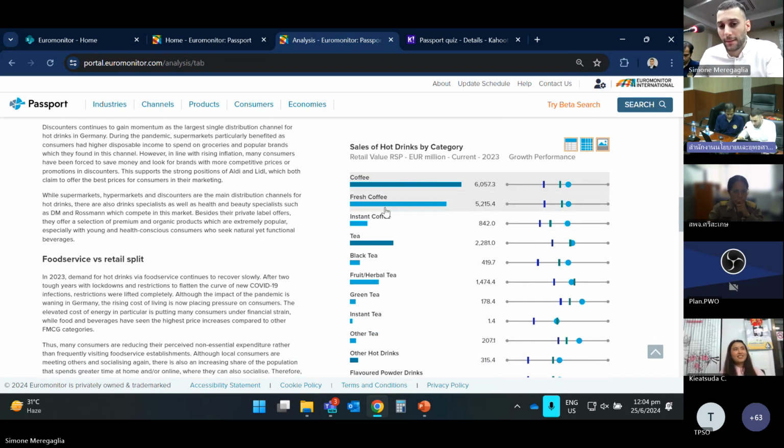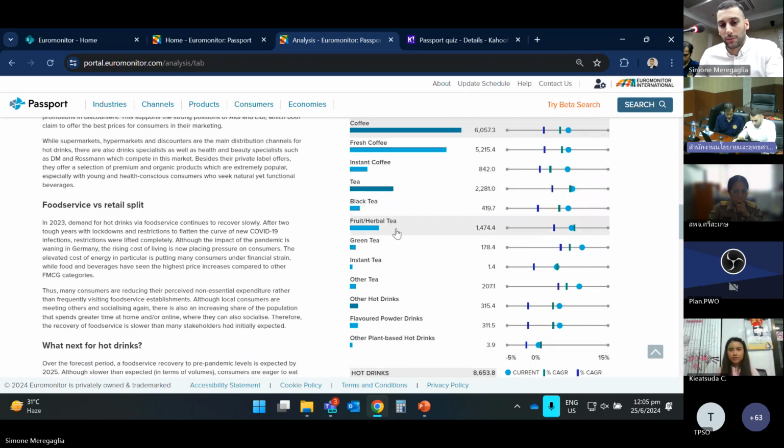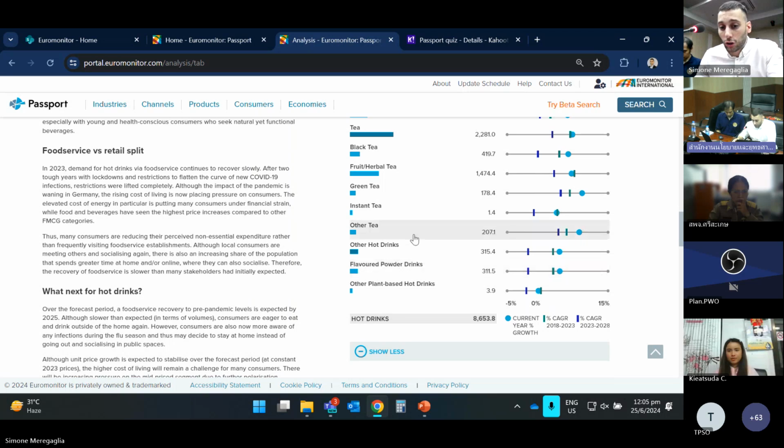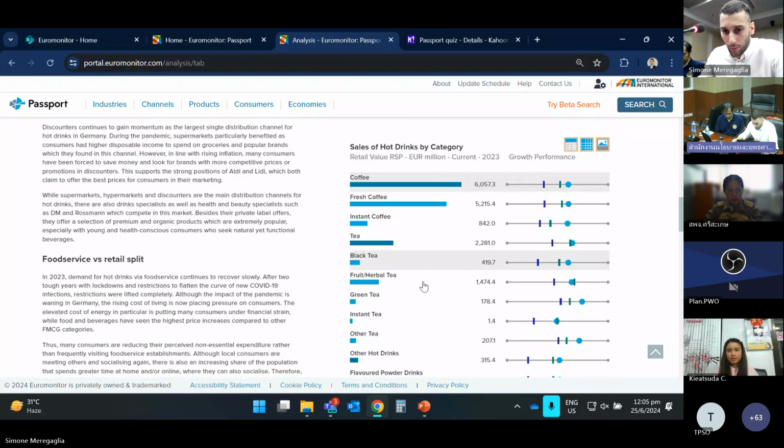Is it coffee? And if it's coffee, is it fresh coffee or instant coffee? I would say in Germany, coffee is the biggest selling hot drink, and within coffee it is mostly fresh coffee instead of instant coffee. Then among tea, in Germany they prefer fruit and herbal tea as opposed to black tea, green tea, instant tea or other tea. And then there are other hot drinks. Imagine like Milo, other flavored powder hot drinks. And there are also plant-based hot drinks, and you can see how much they stack. This is what you're seeing here.